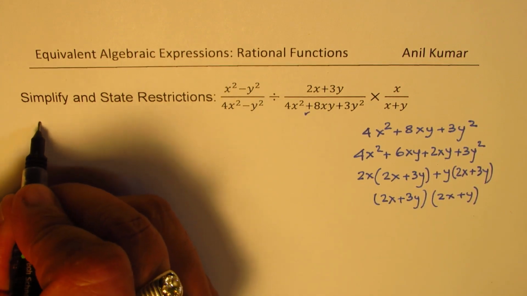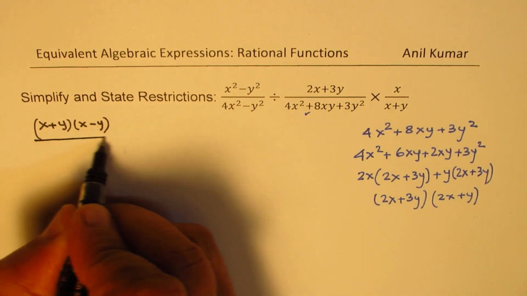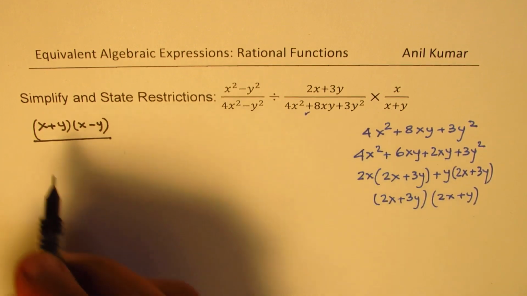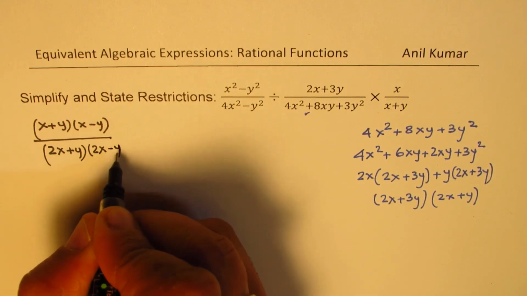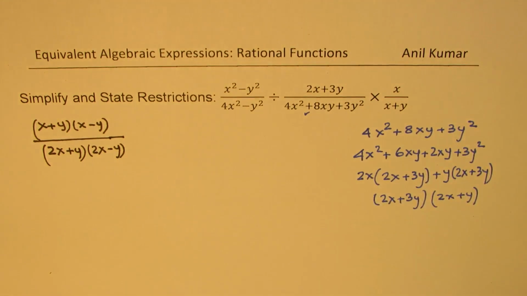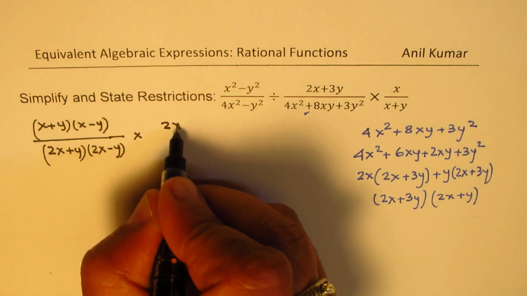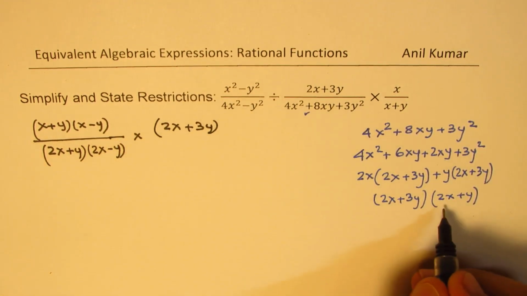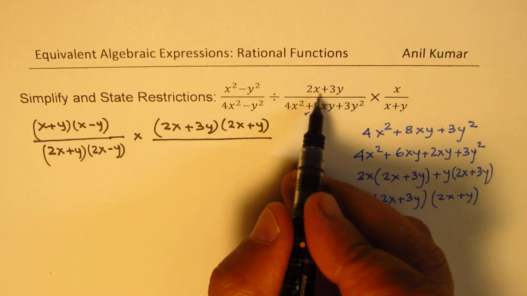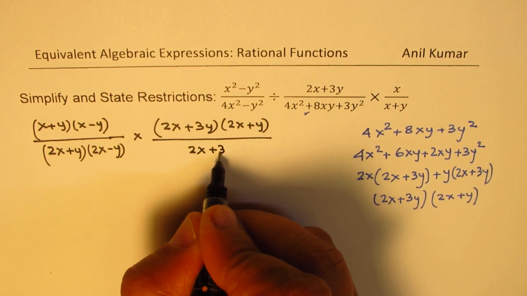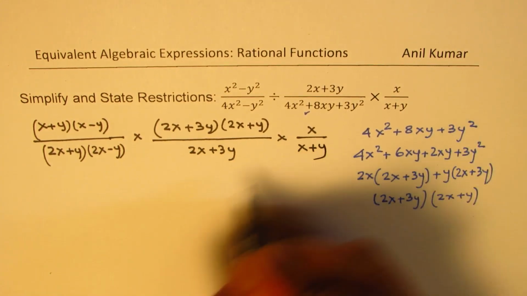Difference of squares. So we could write this as x plus y times x minus y divided by, this is also difference of squares, 2x whole square minus y square, right? So we could write this as 2x plus y times 2x minus y. So that is the first term. Now division. We'll write straight away multiplication, take it in the numerator, the factored form, which is 2x plus 3y times 2x plus y, divided by 2x plus 3y, right? So as such, times we have x over x plus y, correct?